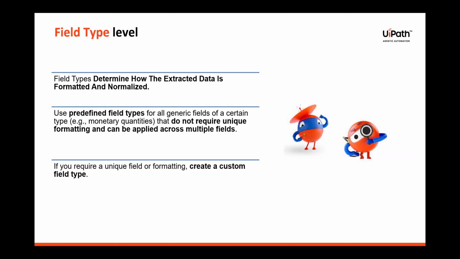In the IXP, we have many predefined data types. Use those predefined field types for generic fields like string, integer, or monetary quantities that do not require any unique formatting, and that can be applied to multiple fields. If you require any unique field or formatting, we can create a custom field type. In such cases, clearly specify the desired data structure and format. Custom field types will be required for certain inferred fields, such as if there is any choice set, you can define that as a field type as well. So the model will extract values out of those only.